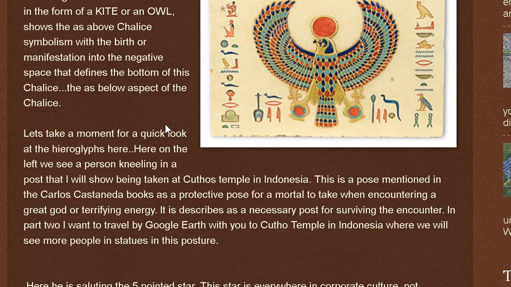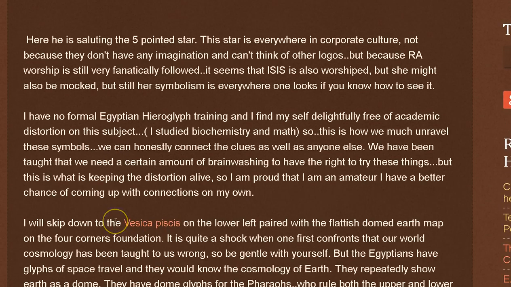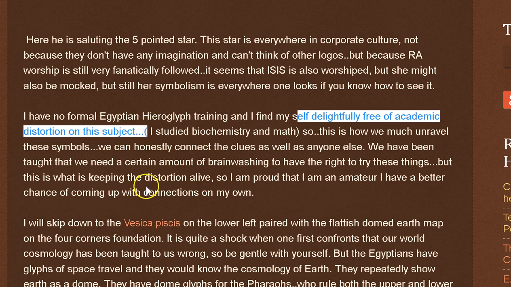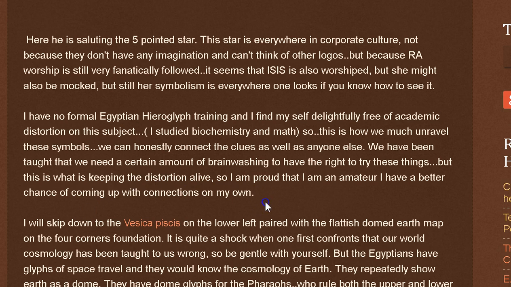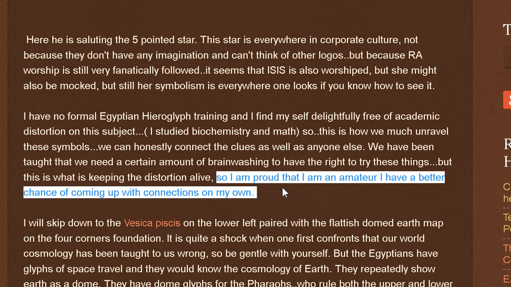I have no formal Egyptian hieroglyph training and I find myself delightfully free of academic distortion on this subject. I studied biochemistry and math, so this is how we must unravel these symbols. We can honestly connect the clues as well as anyone else. We have been taught that we need a certain amount of brainwashing to have the right to try these things, but this is what is keeping the distortion alive, so I am proud that I am an amateur. I have a better chance of coming up with connections on my own.